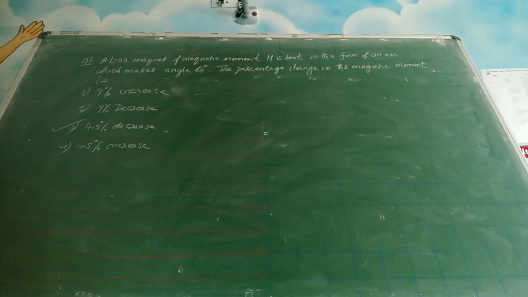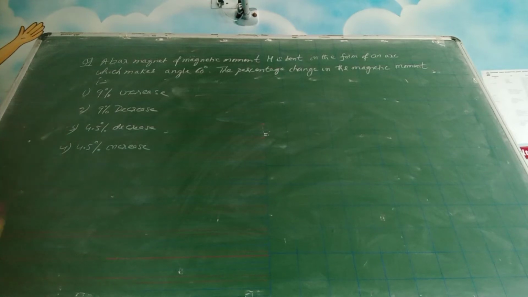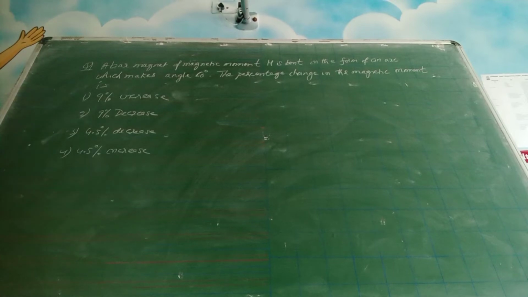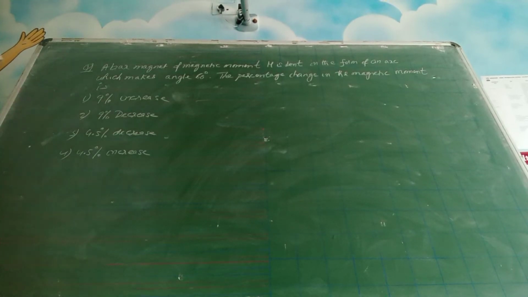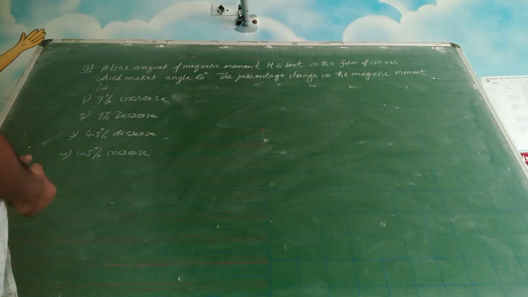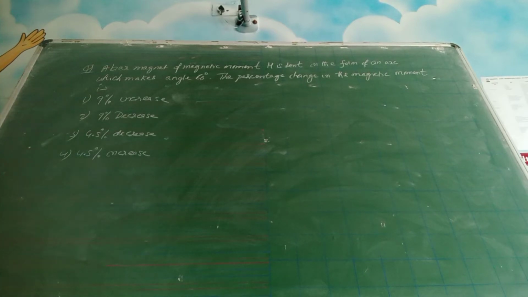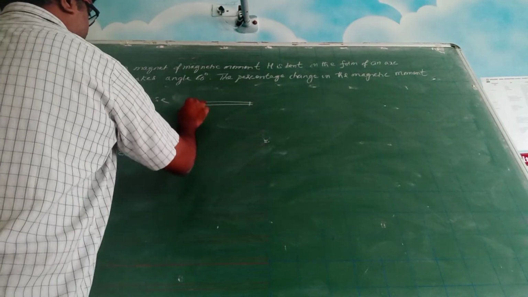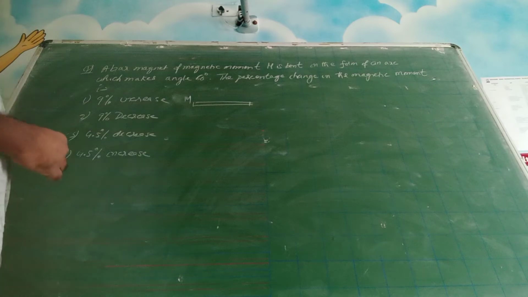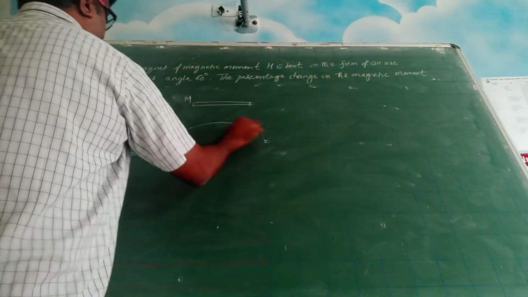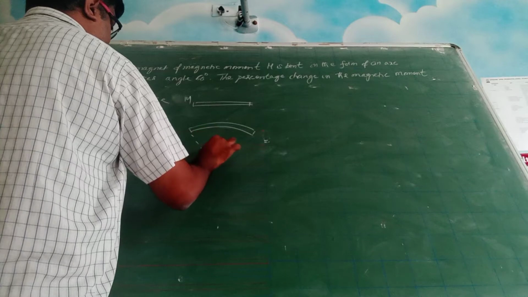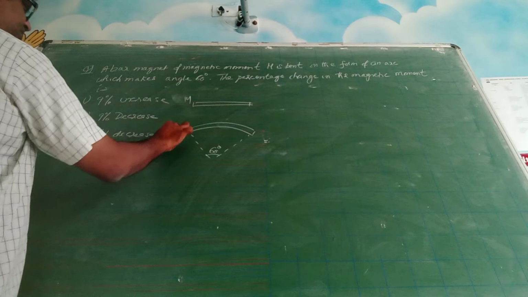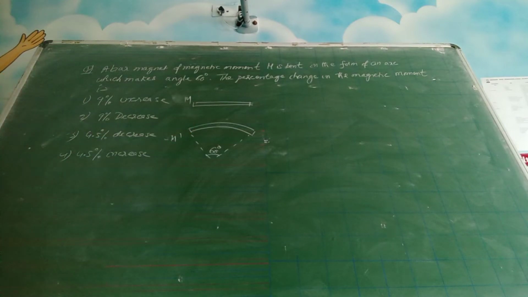So look at this question. A bar magnet of magnetic moment M is bent in the form of an arc which makes an angle 60 degrees. The percentage change in the magnetic moment is? So originally there was a bar magnet like this, of some magnetic moment M. Now this bar magnet has been bent into this form, making an angle 60 degrees here. Obviously, the magnetic moment must have changed.